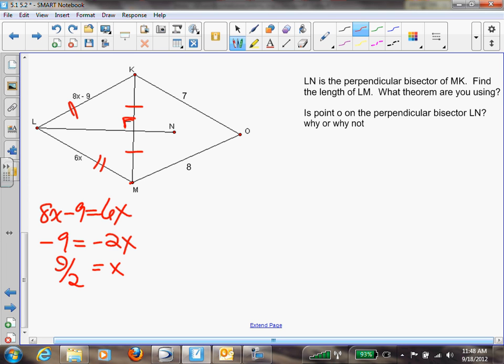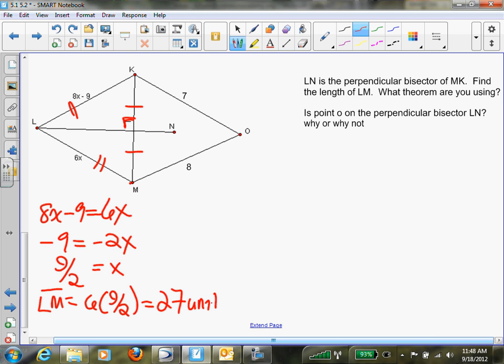Did I answer the question? What's the question asking? What's the length of LM? All right, so we have to substitute it back in. So we're going to say that LM is equal to 6 times 9/2, which is 27 units. Okay? Probably, since we're talking about lengths, yeah.